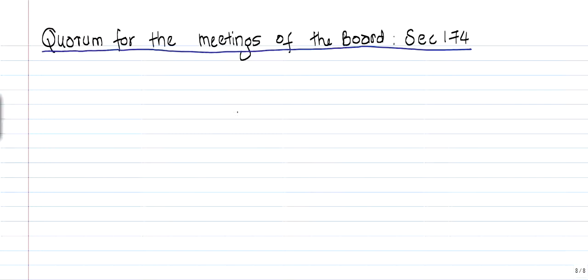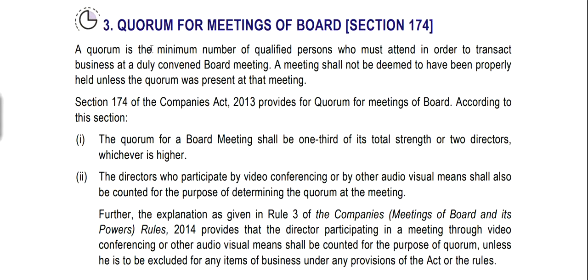So what is a quorum? Number of directors to be present at the meeting. Minimum number. Quorum is the minimum number of qualified persons who must attend in order to transact business at a duly convened board meeting. A meeting shall not be deemed to have been properly held unless quorum was present at that meeting.